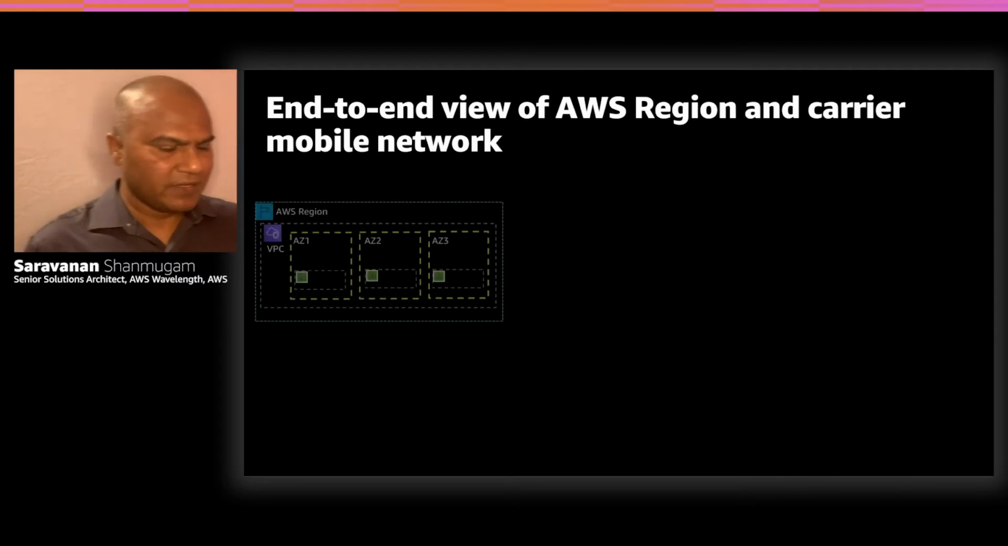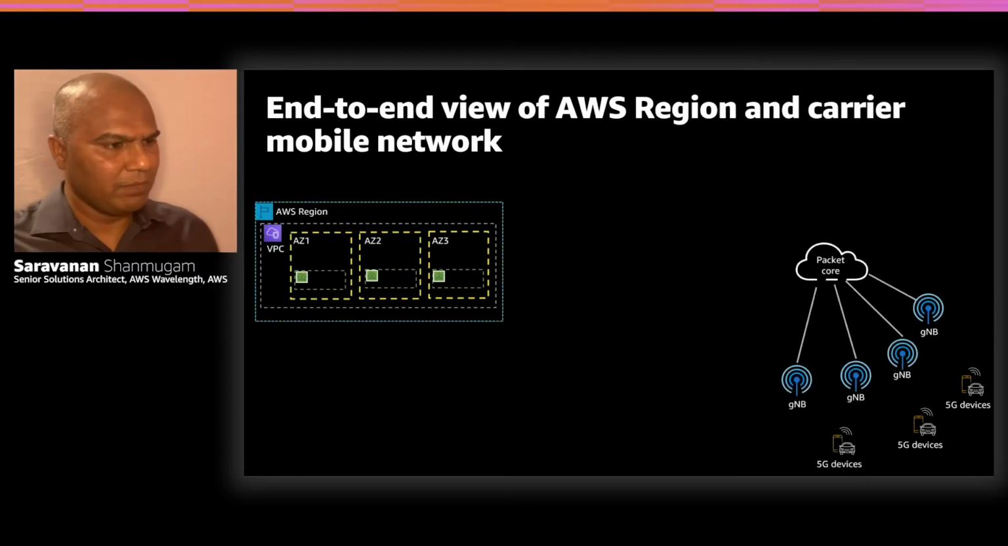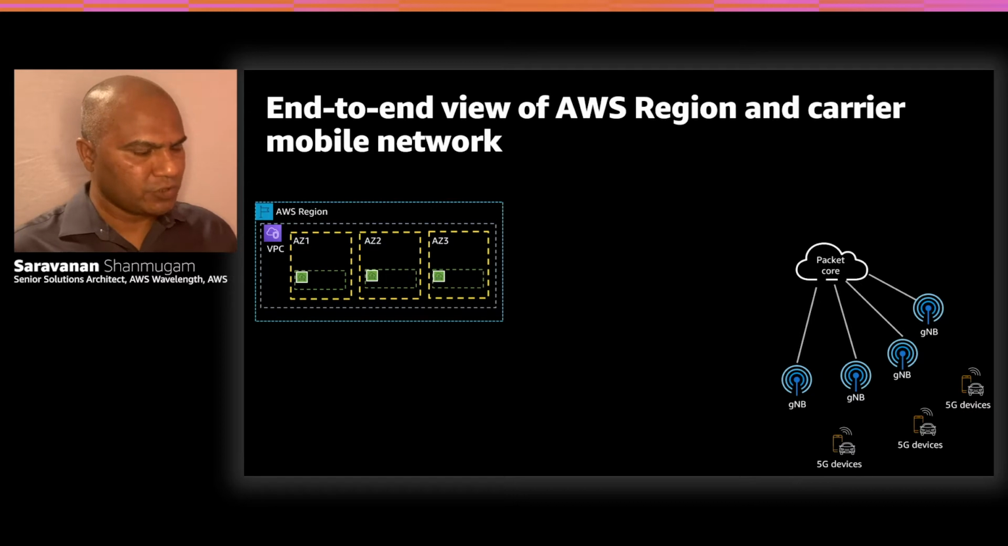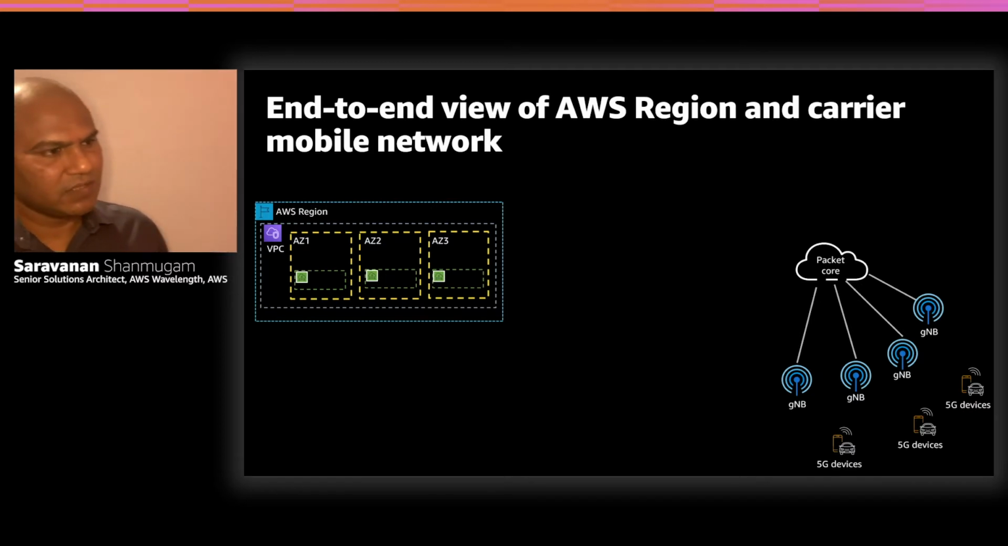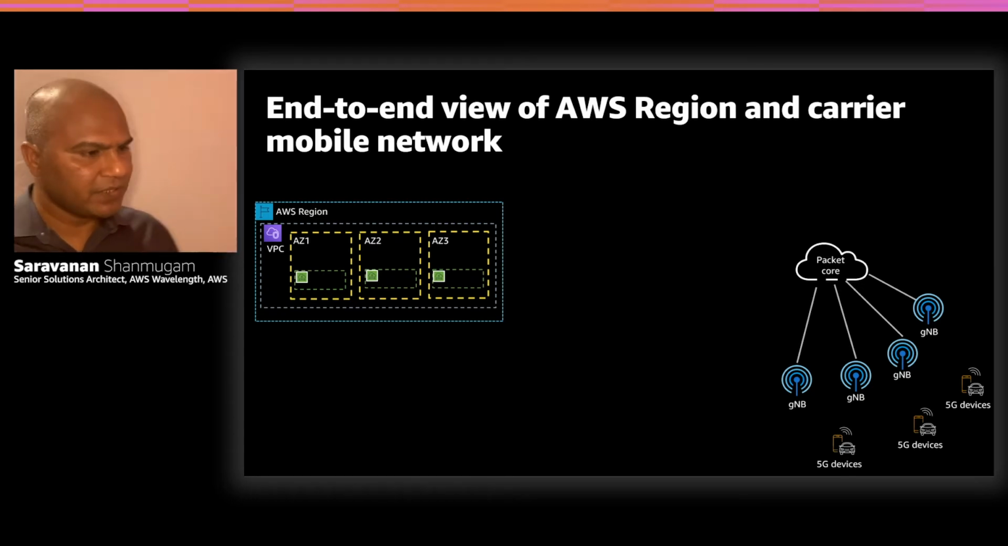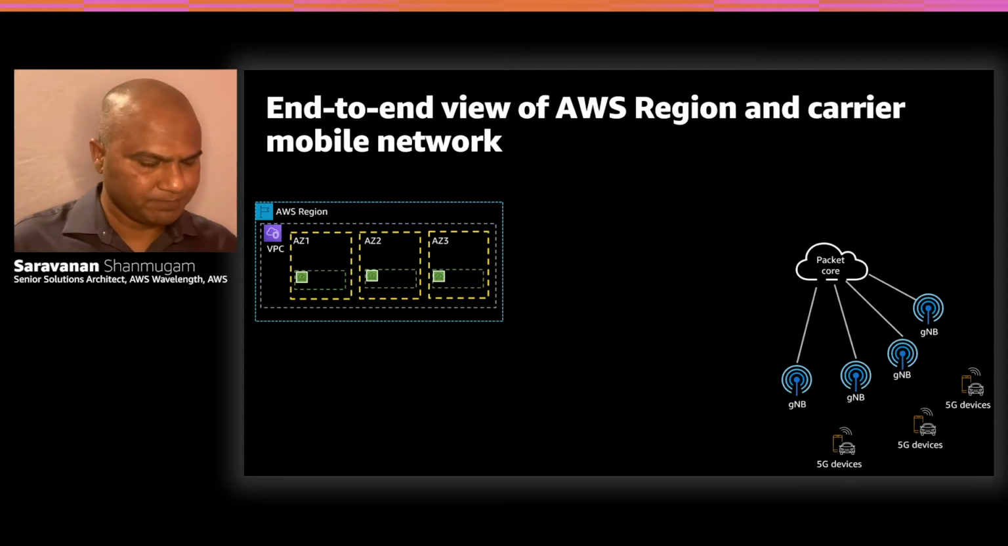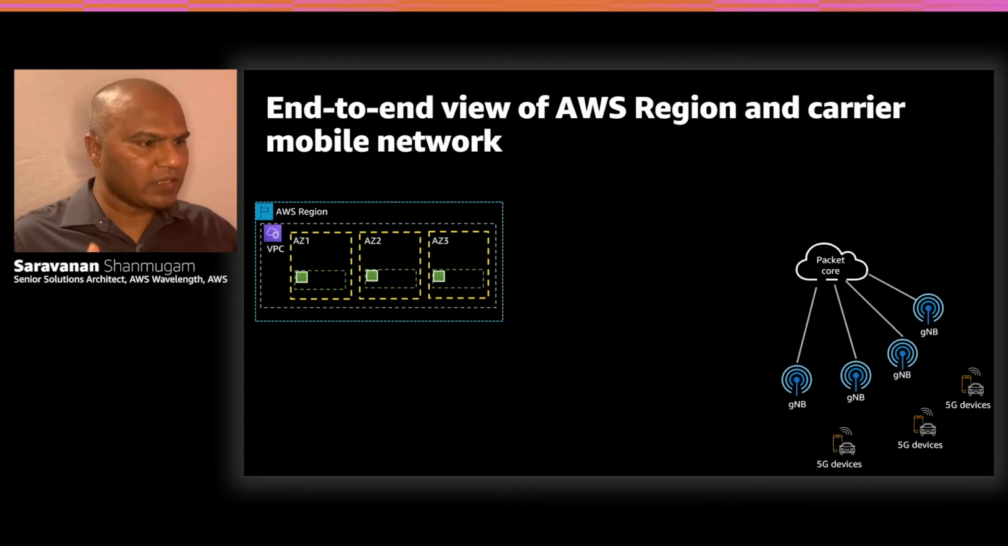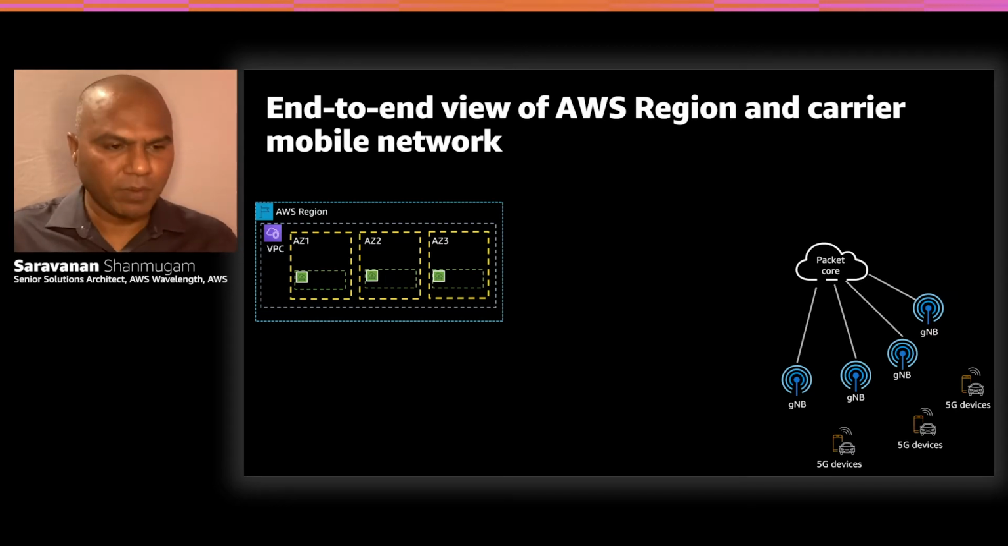When you look at this slide, let's take an example. When a customer wants to deploy an application in the AWS cloud, the first thing they do is select an AWS region, create VPCs, create subnets, and then start to deploy their applications. In this case, I'm showing the two ends of the slide. One end you have the region, the other end you have a mobile network. The reason we picked the mobile network in this case is we're talking about AWS Wavelength, which is mobile edge computing close to the edge of the mobile network.